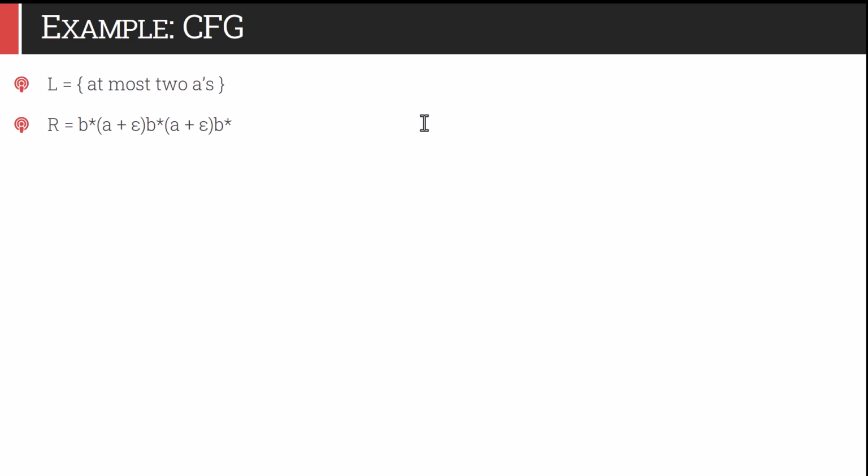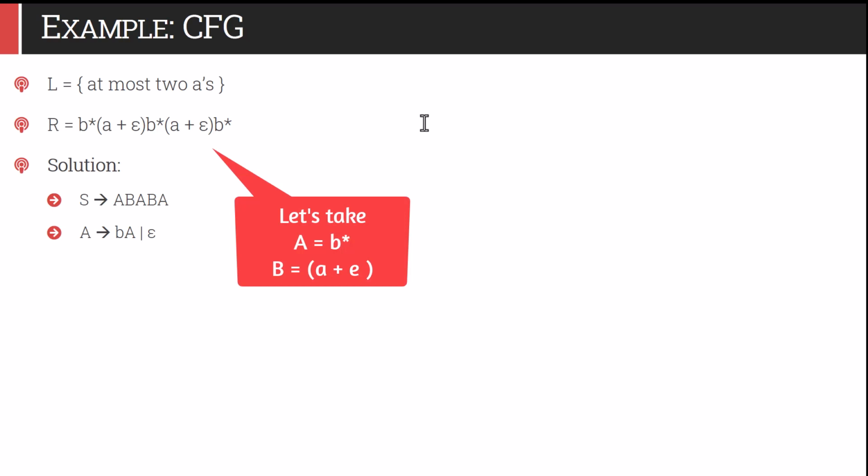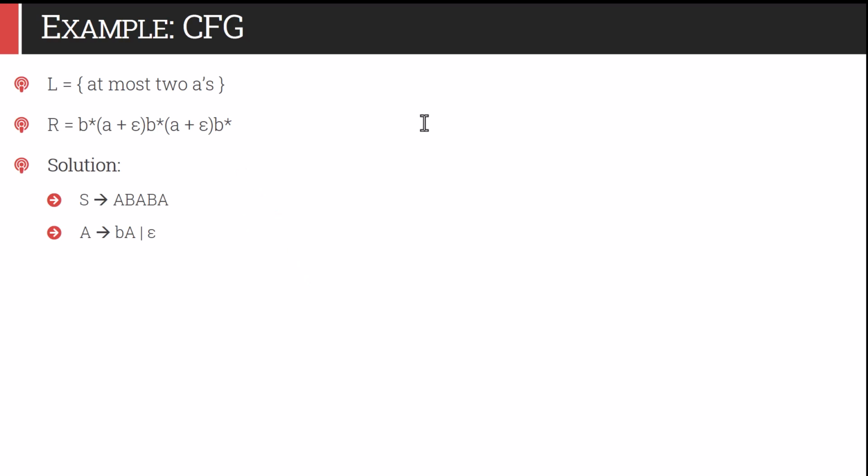So here we have repeated units. So we will simply consider S is equal to A B A B A, where A we will use to generate b* and B we will use to generate a plus epsilon. So b* we can generate using the production A implies bA or epsilon, and (a+epsilon) we can generate using B implies a or epsilon.